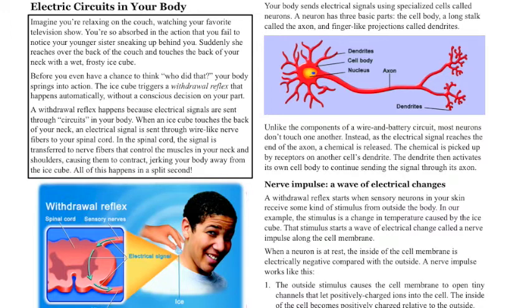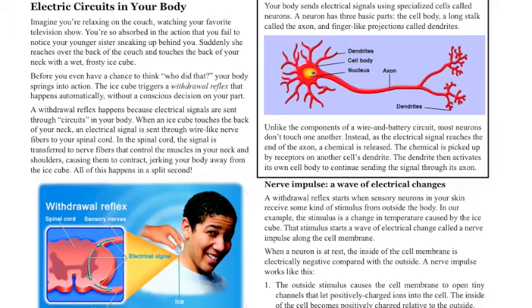Your body springs into action. The ice cube triggers a withdrawal reflex that happens automatically without a conscious decision on your part. A withdrawal reflex happens because electrical signals are sent through circuits in your body. When an ice cube touches the back of your neck, an electrical signal is sent through wire-like nerve fibers to your spinal cord. In the spinal cord, the signal is transferred to nerve fibers that control the muscles in your neck and shoulders, causing them to contract, jerking your body away from the ice cube. All of this happens in a split second.